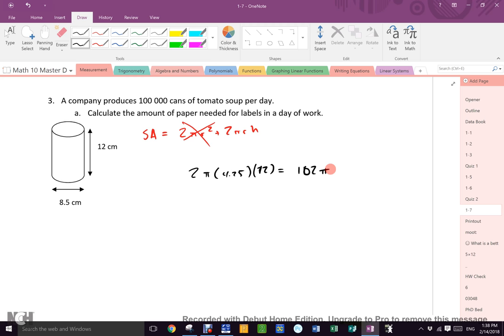I'm making 100,000 cans of soup that day. Times by 100,000. Now, here's where we get into slight difficulty. My other class got in almost a big fight. Do you multiply this by 100,000, or do you multiply your real world answer by 100,000?